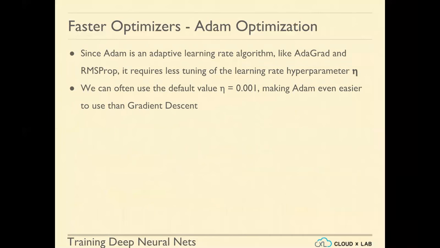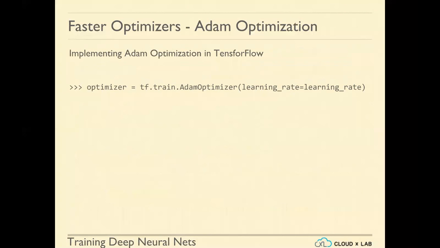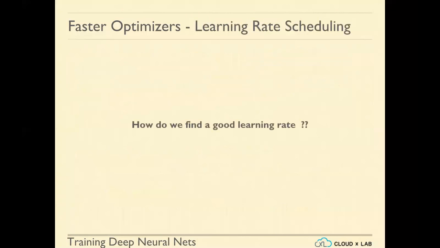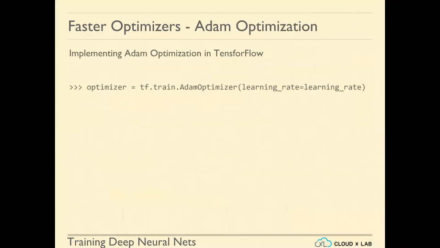Both the steps, the adaptive one as well as the momentum, are combined into Adam optimization, and this is what makes it a really, really successful algorithm. This is the one that we are going to use in all the ones in the future.